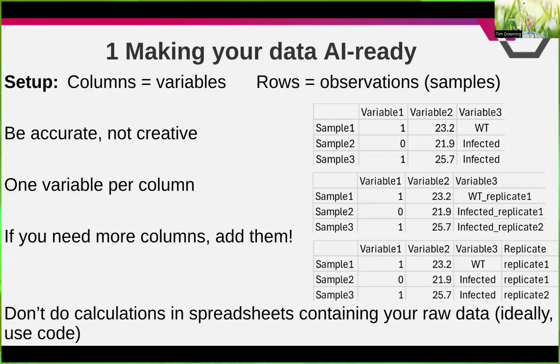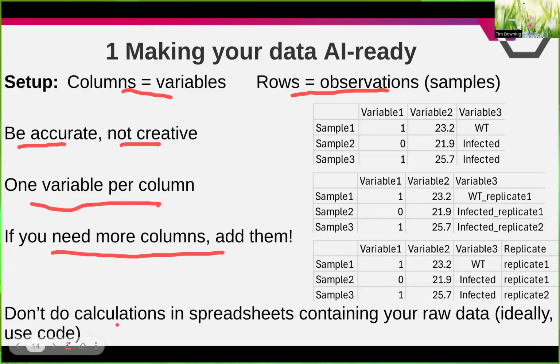So what are we thinking about with AI-ready data, machine-readable data? Our columns are the variables, our rows are the observations. Typically, if we're dealing with structured data, our goal is to be accurate, not creative. One variable per column. If you need more columns, that's fine. Don't do calculations in your spreadsheets. That's your raw data. Your analysis data is separate.